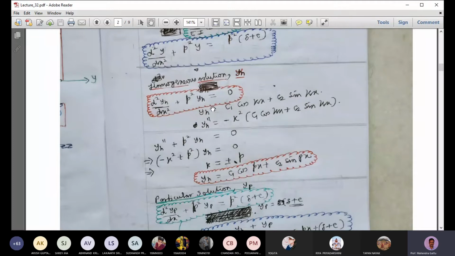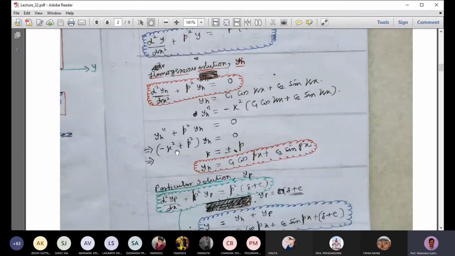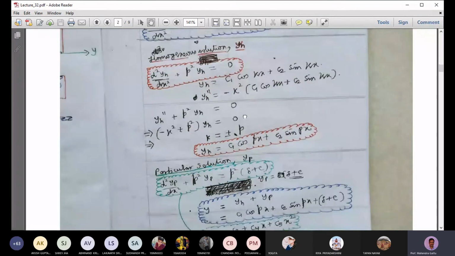And the solution for this, I think you might have learned in your first year mathematics. You can substitute e power lambda x, and lambda square will be minus p square, so lambda will be plus or minus ip, which becomes cos px plus sin px. Or you can substitute y is equal to c1 cos kx plus c2 sin kx and differentiate it twice. We get minus k square yh, and substituting, minus k square yh plus p square yh is 0. So minus k square plus p square is 0, k is equal to plus or minus p, and the homogeneous solution is c1 cos px plus c2 sin px.